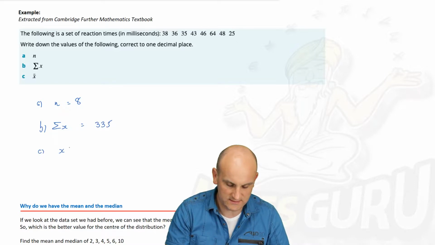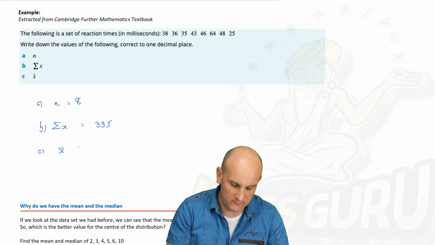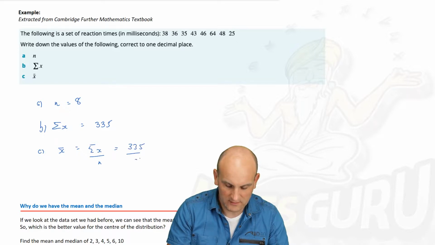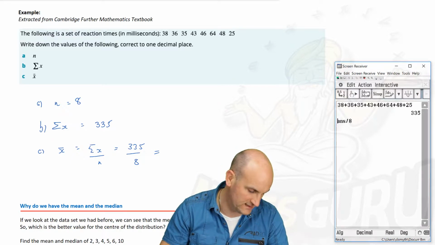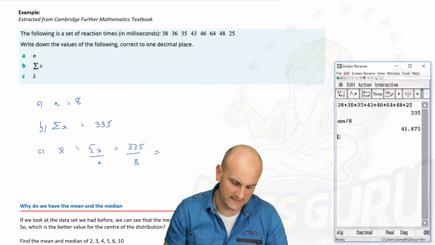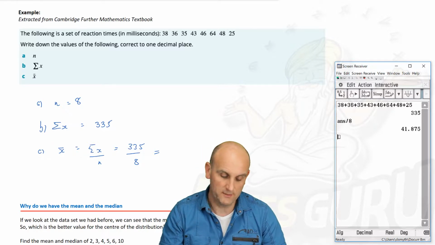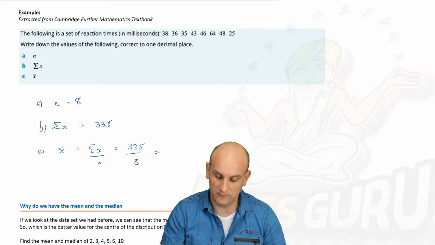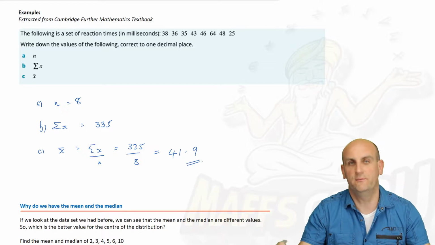Now what on earth is this x bar? Well, that's that Barry thing, to find the mean. And we know that the mean is given by sum of x divided by n. So 335 divided by 8. Firing up my calculator, 335 divided by 8 gives me 41.875. Now, do I give my answer that way? Nope, because it says correct to one decimal place. So I will write 41.9, and lo and behold, there are my answers.